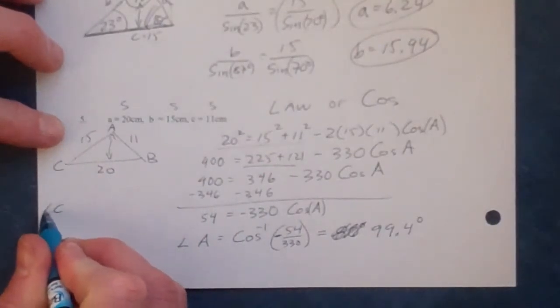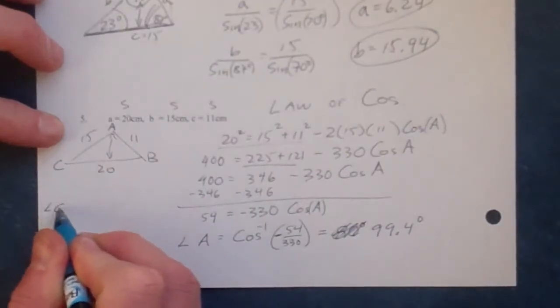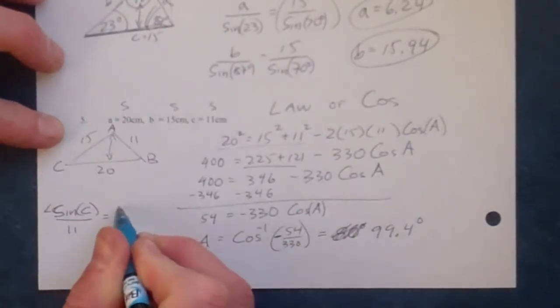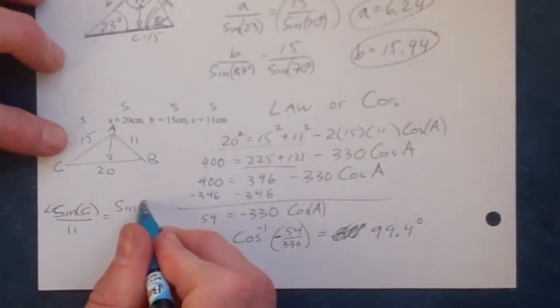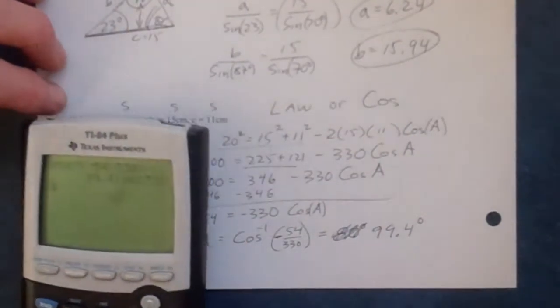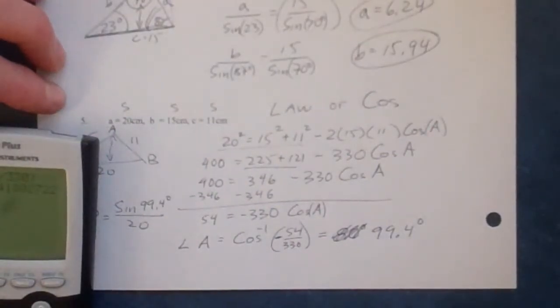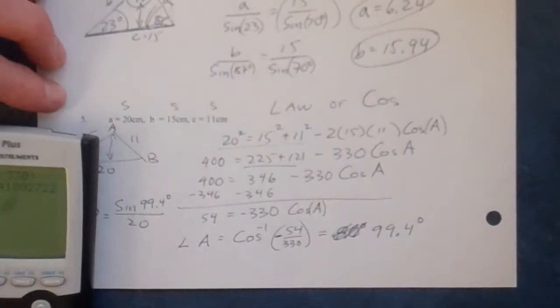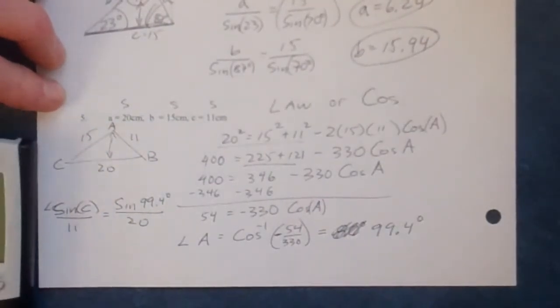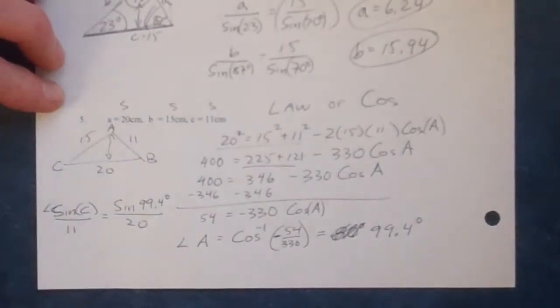So angle C, actually I should say the sine of C over 11 is going to be equal to the sine of 99.4 degrees over its opposite side, 20. And when I type that into the calculator, I'll do sine of that answer, and then, whoops, delete, and then sine divided by 20, and then I'm going to multiply that by 11. And that's what the sine of angle C is.